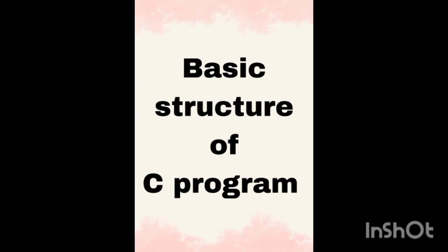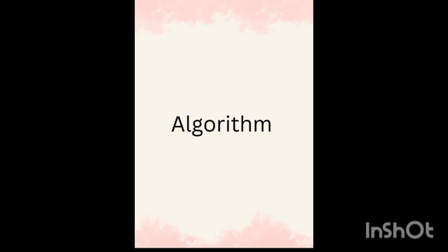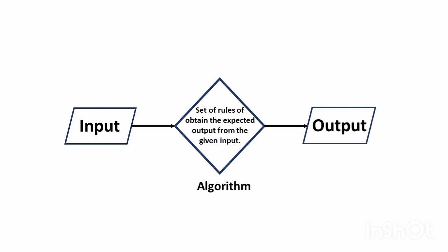Basic structure of C program. It consists of documentation, link, definition, global declaration, main function and subprogram section. Algorithm. What is algorithm? Algorithm is a set of rules obtained the expected output from the given input. Example for algorithm.